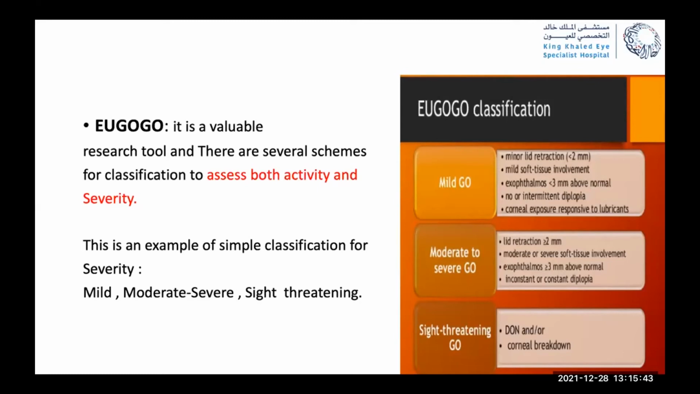The mild has simply mild lid retraction less than 2 millimeter, or mild soft tissue involvement subjectively, or exophthalmos less than 3 millimeter above normal, or no diplopia. So this is considered as mild thyroid eye disease. Moderate to severe, if there is lid retraction more than or equal to 2 millimeter, moderate or severe soft tissue involvement, exophthalmos more than or equal to 3 millimeter above normal, or diplopia. And the sight threatening, as you all know, is if there is optic nerve compression or corneal exposure.